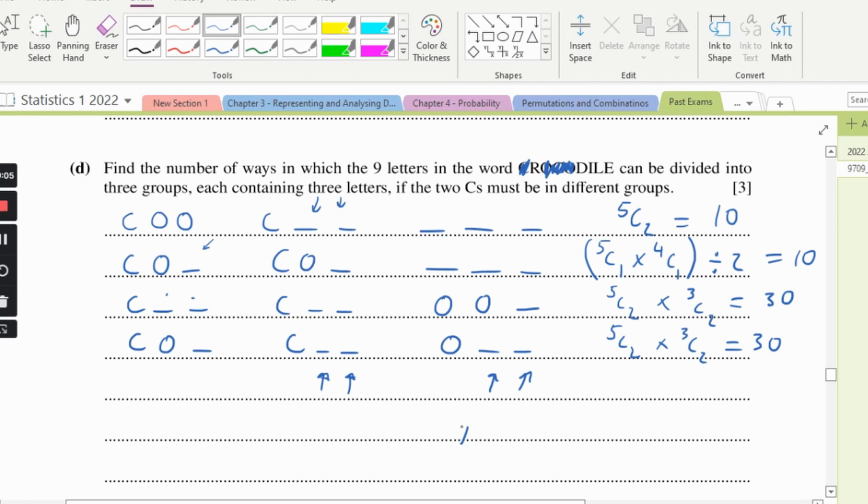So the total is equal to 30 plus 30 plus 20, which is 80. So I think that was probably the hardest one out of all of that group.